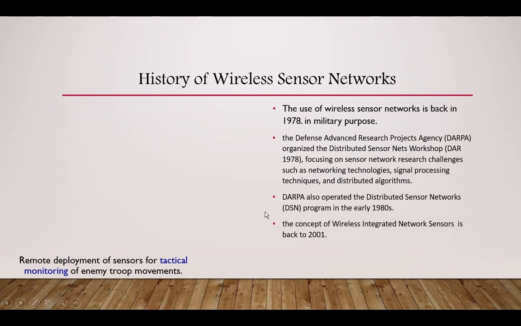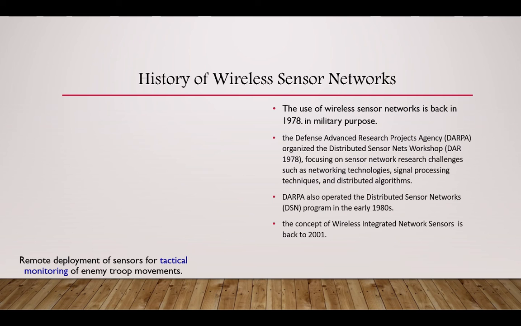History of wireless sensor network. As with many other technologies, the military has been a driving force behind the development of wireless sensor network. For example, in 1978, the Defense Advanced Research Project Agency organized the Distributed Sensor Network workshop, focusing on sensor network research challenges such as networking technology, signal processing techniques, and distributed algorithms.